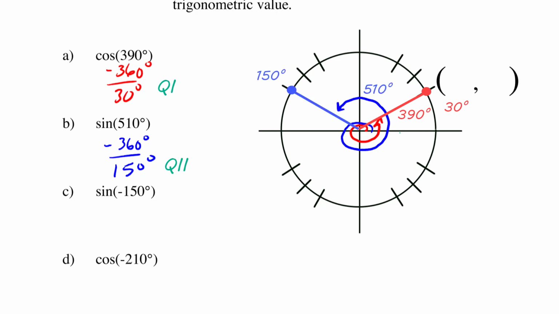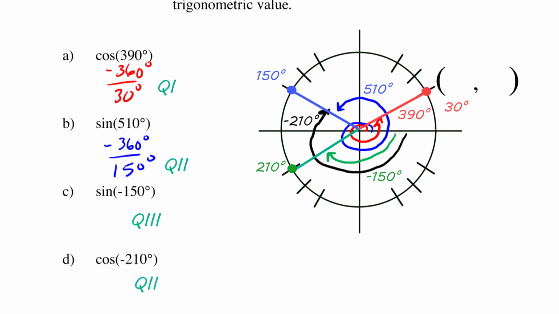And we'll look at that point in a moment. For sine of negative 150 degrees, we need to go, of course, in the negative direction. We could add 360 to that. It's at the same location as actually positive 210 degrees. And negative 210 degrees, its location is actually at the same location as positive 150. They are coterminal.